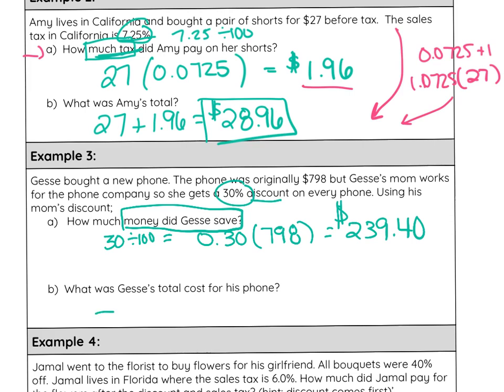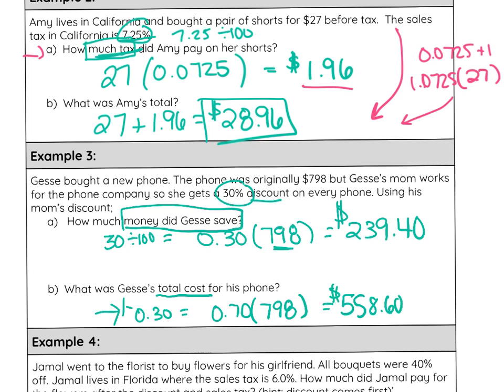So now I'm going to do a similar thing, but just using my knowledge of markup and markdown. Okay, I have the 0.30, because this is a markdown, I'm going to subtract from 1, and I get 0.70, and then I'll multiply that by the 798, and 798 times 0.70 is equal to $558.60.